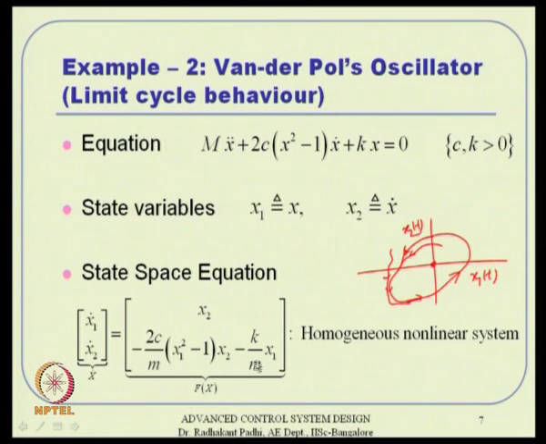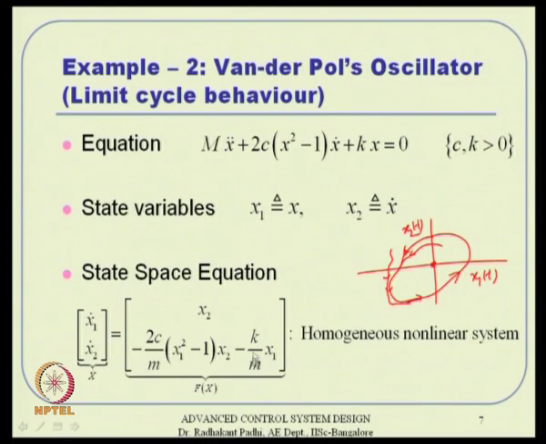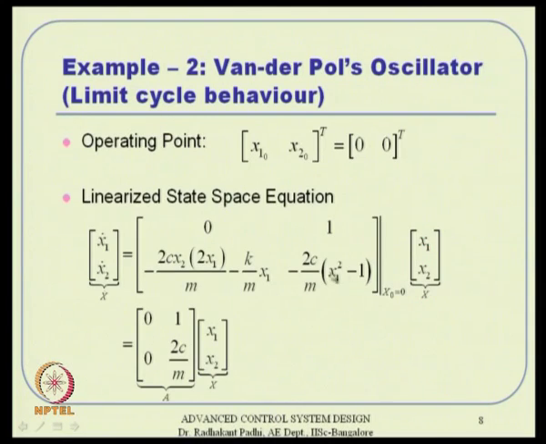Then del f2 by del x1, if you see, one term will come from here, and another term will come from here, which is nothing but 2c x2 by m, that is the coefficient, into 2x1. So, that is what you get here, 2c x2 into 2x1 divided by m, and then one more term coming from this one, minus k by m.